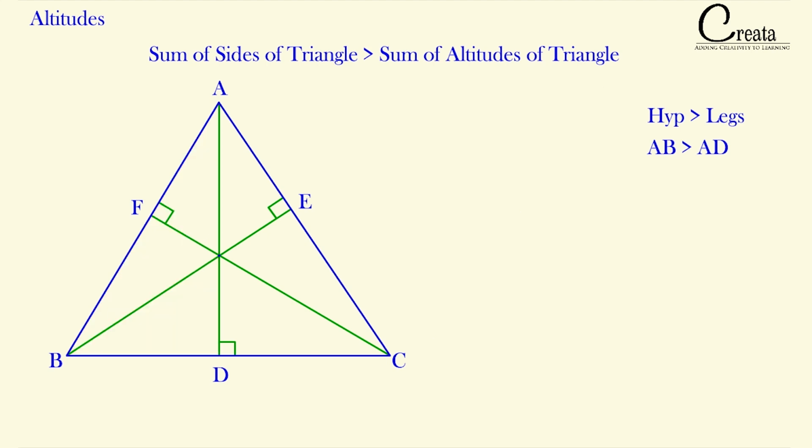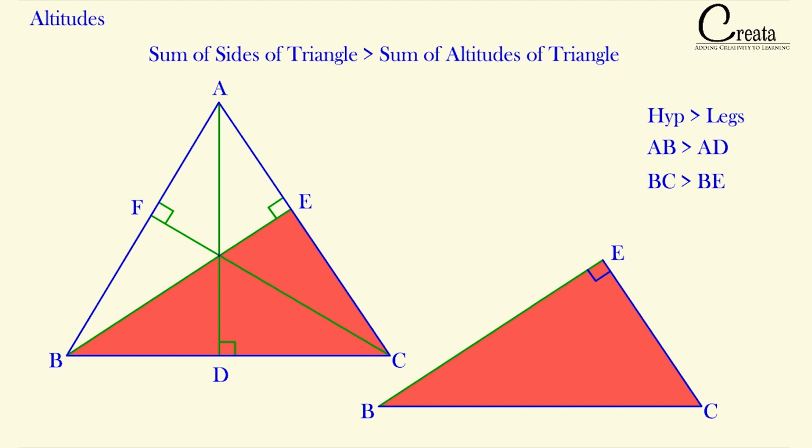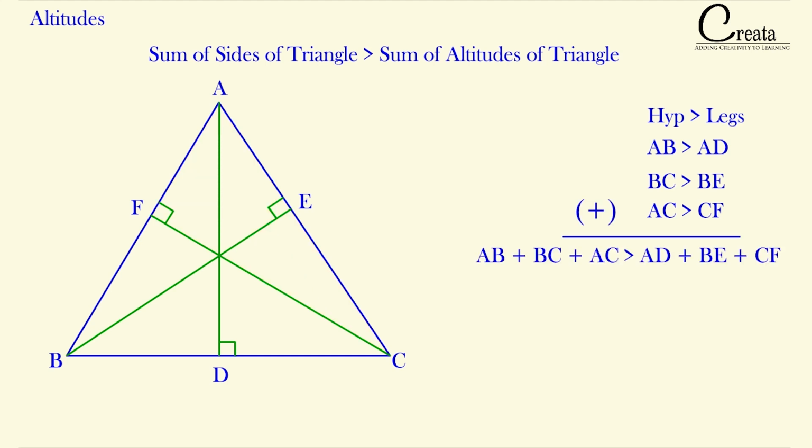Similarly, for the triangle BEC, can we say BC is greater than BE? Similarly, for the triangle ACF, can we say AC is greater than CF? If we add all these 3 inequalities, we get AB plus BC plus AC is greater than AD plus BE plus CF, which means that the sum of 3 sides of the triangle is always greater than the sum of 3 altitudes of the triangle.